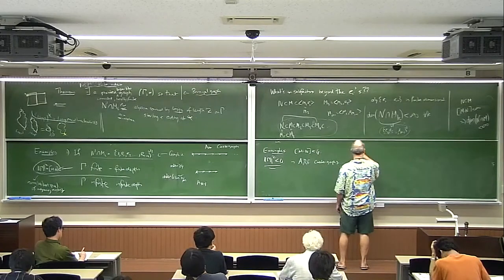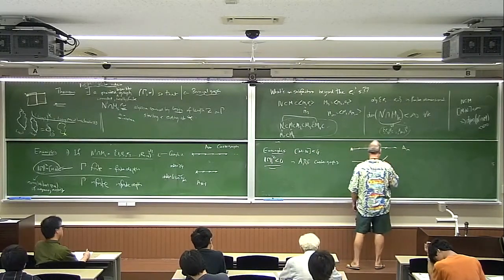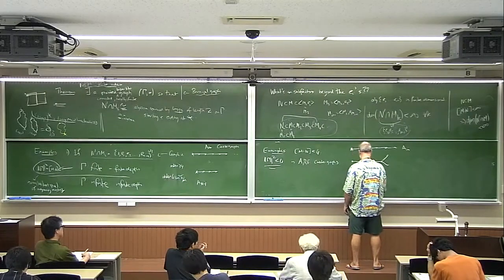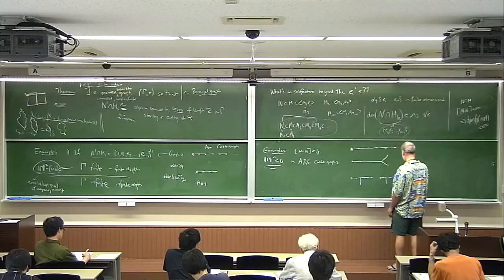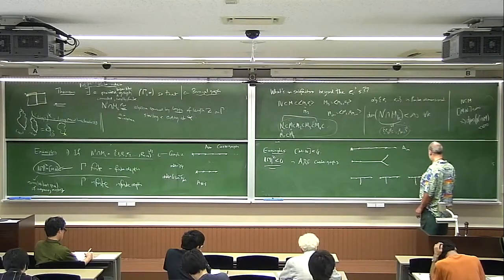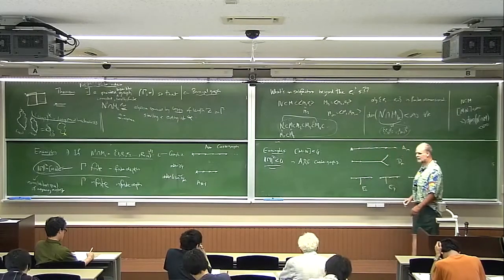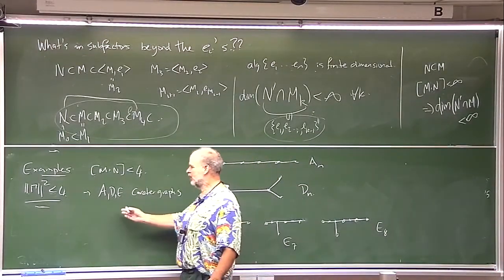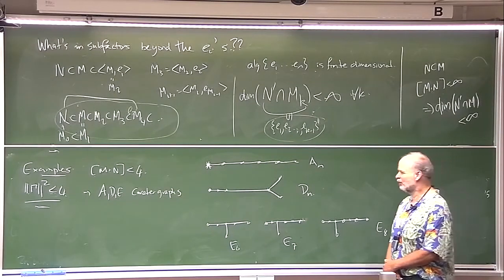We have A_n, and we have D_n, and we have E6, E7, and then E8. Right, so even knowing absolutely no subfactor theory at all, just from this statement, we can conclude that the principal graph for an index less than 4 subfactor has to be one of these. Okay? That's great. Answering the question before you even know what the question is.